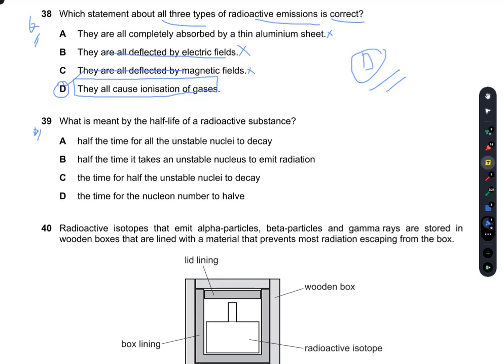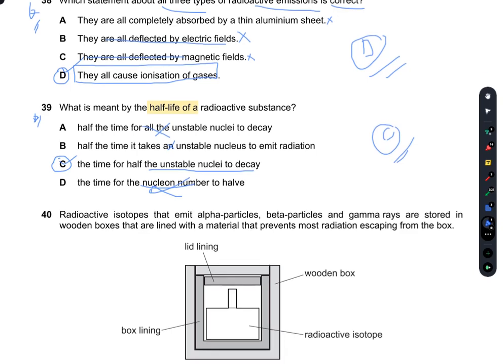Question number 39. What is meant by the half-life of a radioactive substance? Half the time for all of the unstable nuclei to decay, not for all. Half the time it takes an unstable nucleus to emit radiation. No. The time for half the unstable nuclei to decay. Yes. C is true. The time for the nucleon number to halve. No. Time for the unstable nuclei to decay is the half-life.